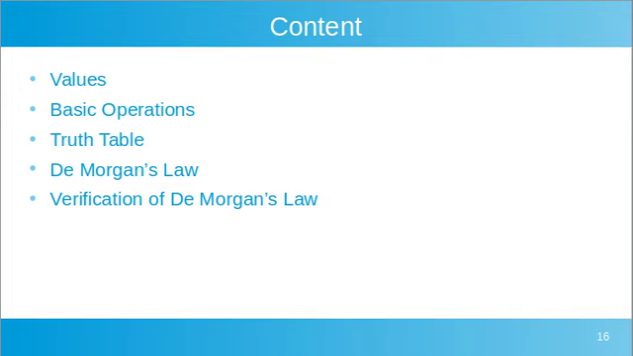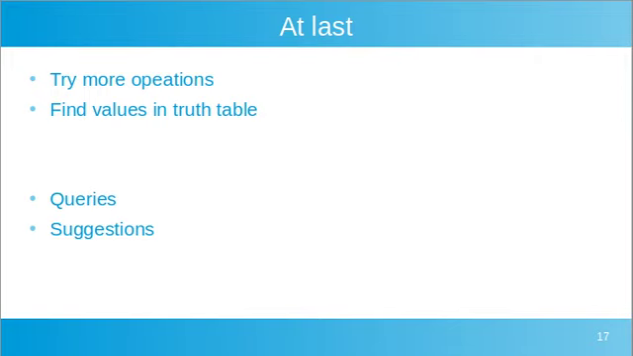So now we know the values of Boolean algebra, the basic operations of Boolean algebra, truth tables of those operations, De Morgan's law and verification of De Morgan's law. You can try a few more operations and find the values in the truth tables of those operations.